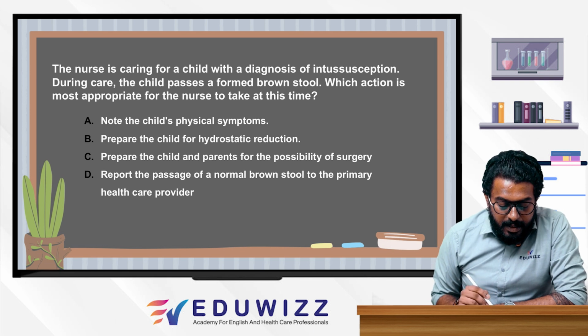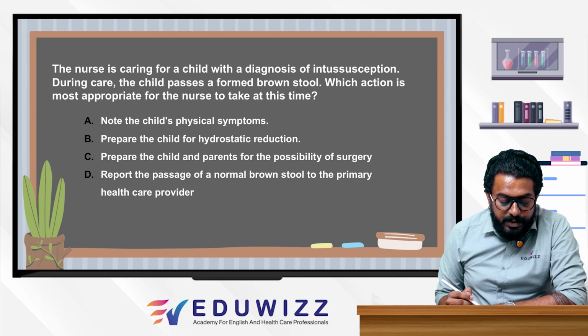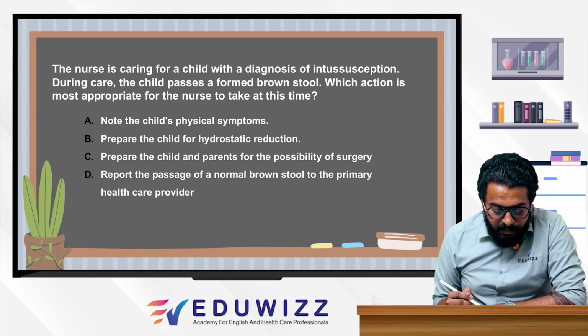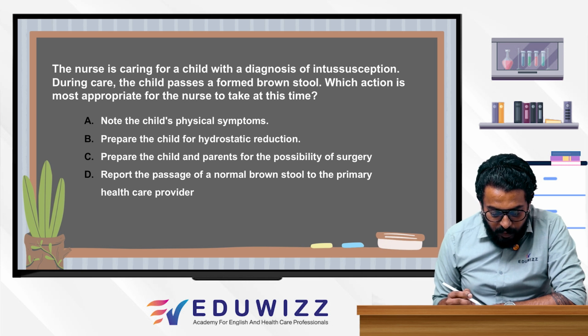Next question. The nurse is caring for a child with a diagnosis of intussusception. During care, the child passes a formed brown stool. Which action is most appropriate for the nurse to take at this time? Options. A. Note the child's physical symptoms. B. Prepare the child for hydrostatic reduction. C. Prepare the child and parents for the possibility of surgery. D. Report the passage of normal brown stool to the primary healthcare provider.